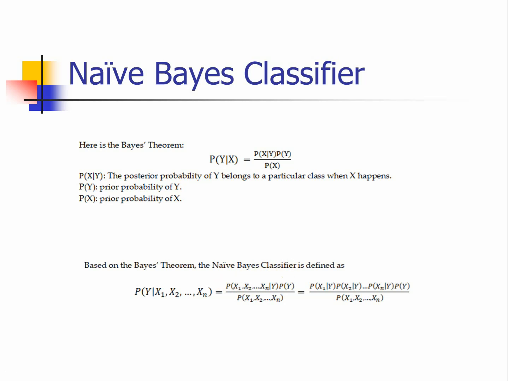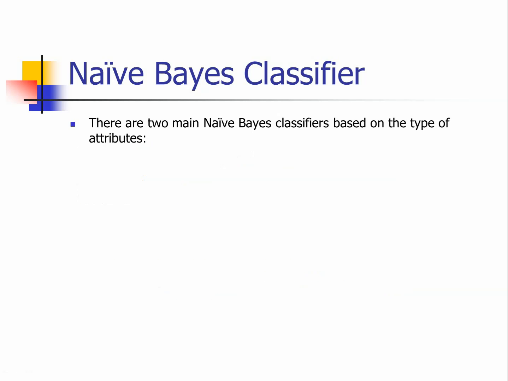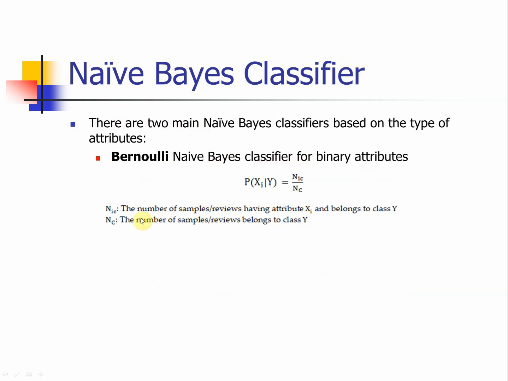The only question now is, in our previous class as well as the discussion, we all looked at binary data sets. Now some of those values are binary, some are continuous. How can we do that? It's actually not that hard. There are two main naive Bayes classifiers based on the type of the attributes. The naive Bayes classifier for binary attributes, which is the one that you have learned already, is what we call the Bernoulli naive Bayes classifier. What we do is simply use the number of samples that have attribute X and belong to the class Y, divided by the number of samples that belong to the class Y. So that is the binary way of doing that.